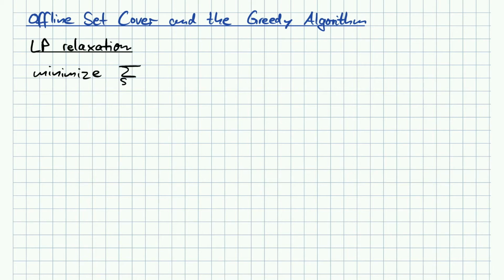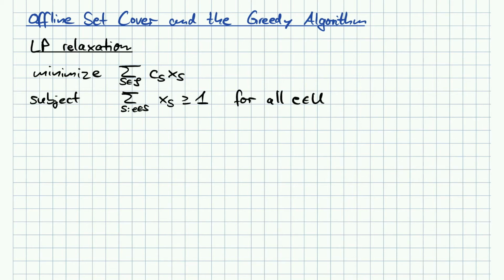We are minimizing the sum of the C_S times X_S, subject to each element being fractionally covered by at least 1, so the sum of the X_S being at least 1 for all elements in the universe. And of course the X_S are non-negative.